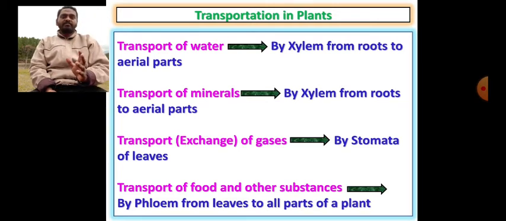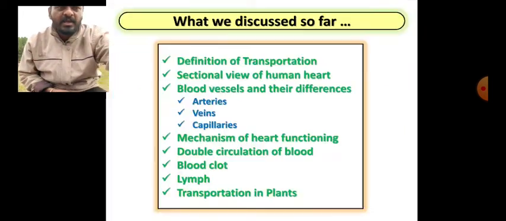Then transport of gases is mainly by stomata through leaves, where they get exchanged. And then transport of food and other substances is by phloem. Phloem is the main transportation unit found in plants, transporting the food materials from leaves to all different parts of the plant. So this slide is mainly meant for understanding how transportation in plants is taken care of. Okay, so this is just for an idea.